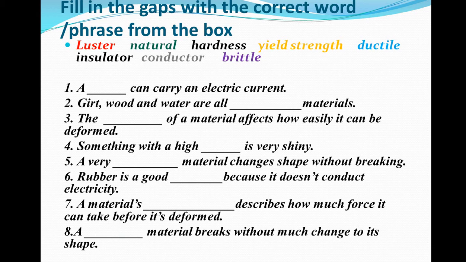Now guys, we are going to consolidate the words again. You are given several words: luster, natural, hardness, yield strength, ductile, insulator, conductor, and brittle. And you are given 8 sentences. So you have to put each word according to the meaning of the sentence. Try to read, understand each sentence, and put all these words in the necessary place. For this work, you are given 3-4 minutes.